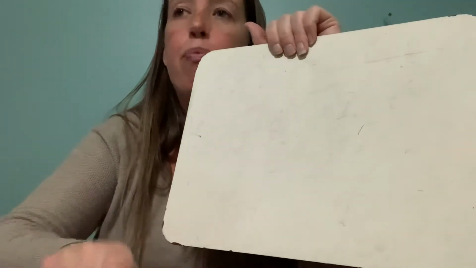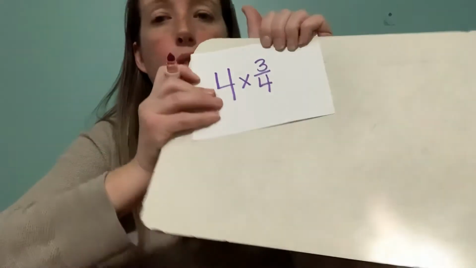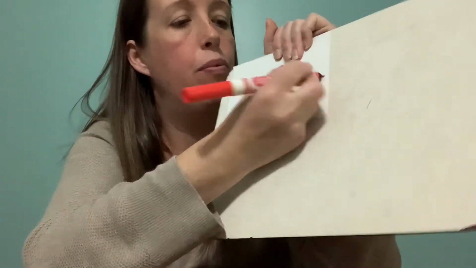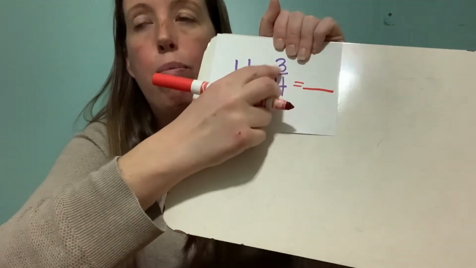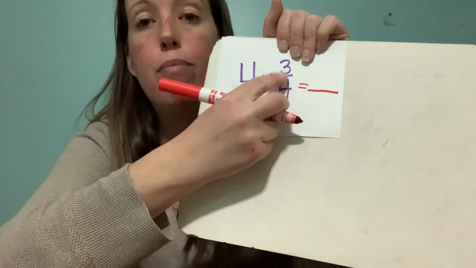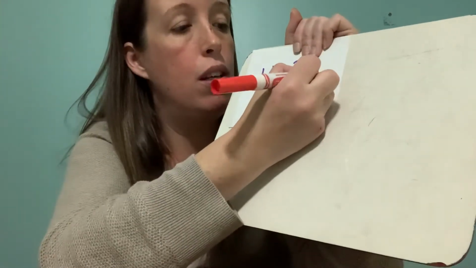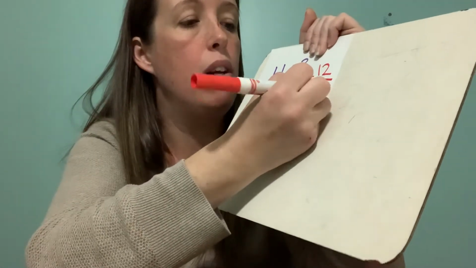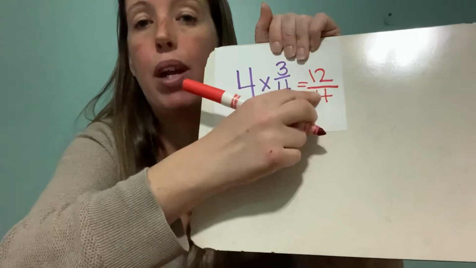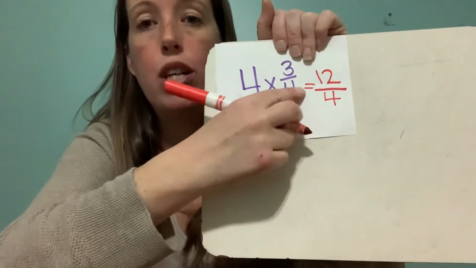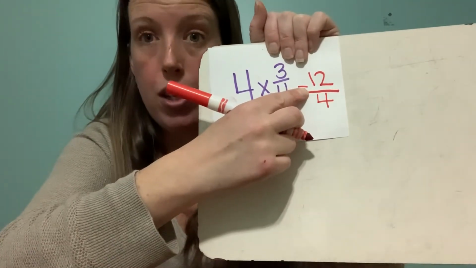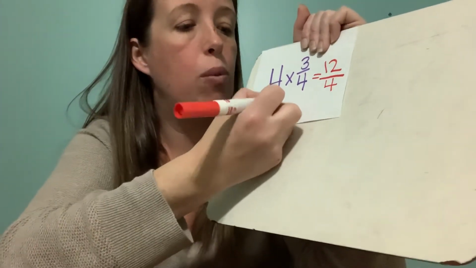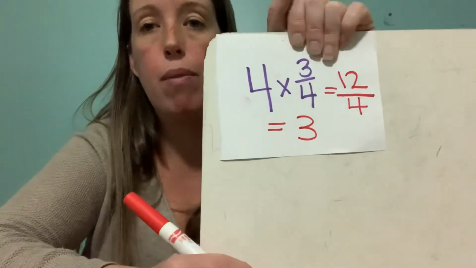Watch me do another one. 4 wholes times 3/4. I have 3 parts. How many times? 4 times. So that's 12. What size are they? Fourths. Or what's my unit? Fourths. How can I now turn this into an improper fraction? A fraction line is a division sign. 12 divided by 4 equals 3.